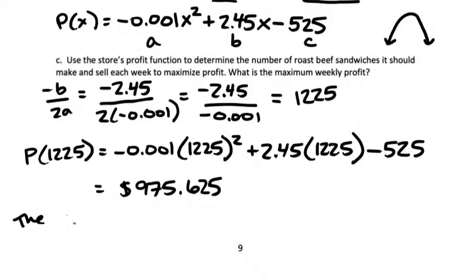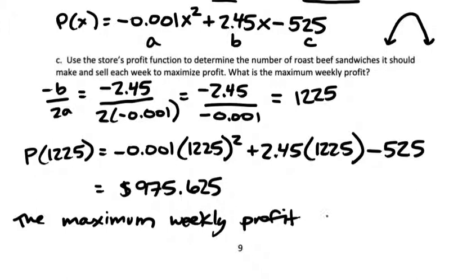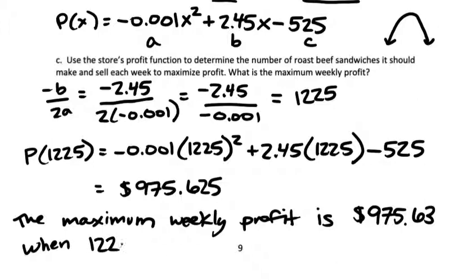So the way that you're going to see this in the homework is they're going to have a sentence for you to fill in about the maximum profit. So the maximum weekly profit for this business is $975. We're going to round that up to the nearest cent. So $975.63 when we make and sell 1,225 sandwiches.